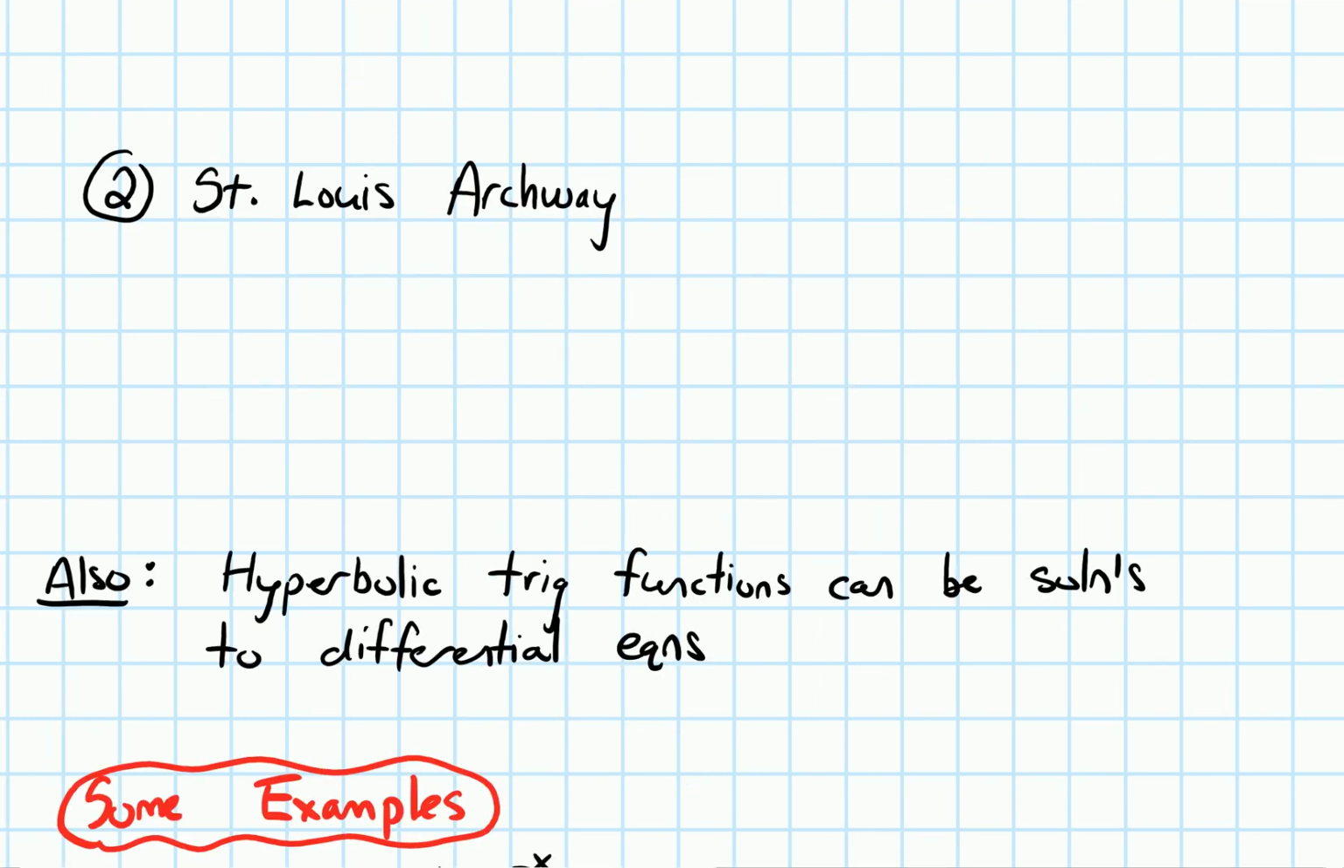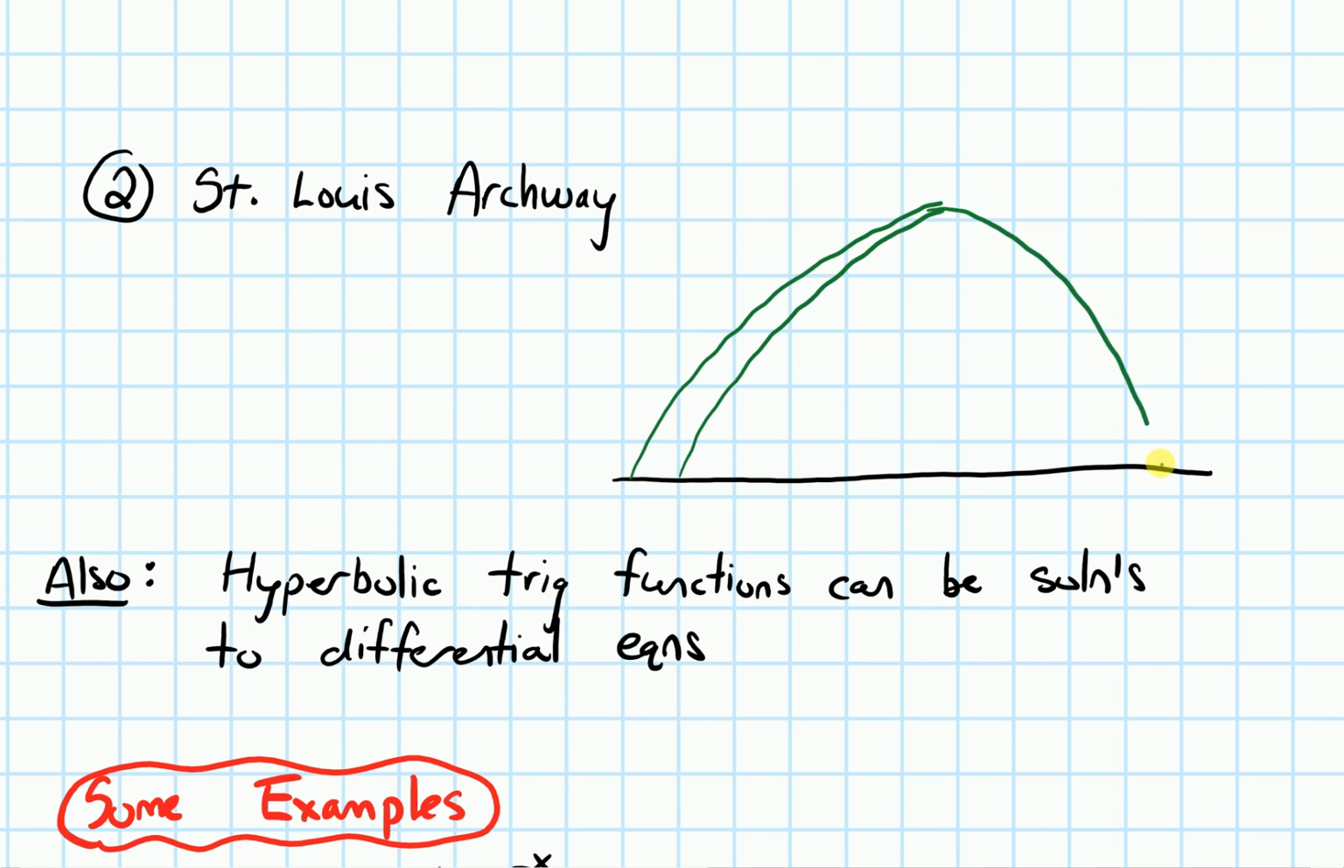And the other famous example is the St. Louis Archway. So I'm going to do my best to draw a picture of this. The St. Louis Archway is sort of this arch. So I'll draw one part of it, the other part of it, and then coming down to this side. I think actually the whole thing is probably a bit steeper than how I'm drawing it, but this is an upside down hyperbolic cosine function.